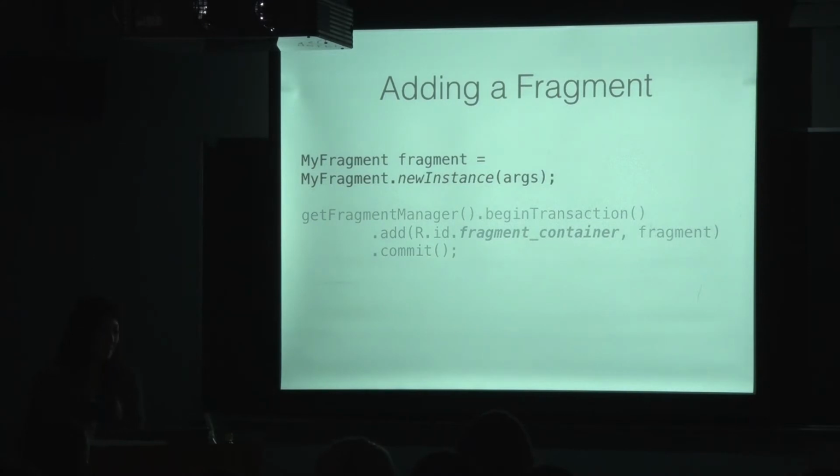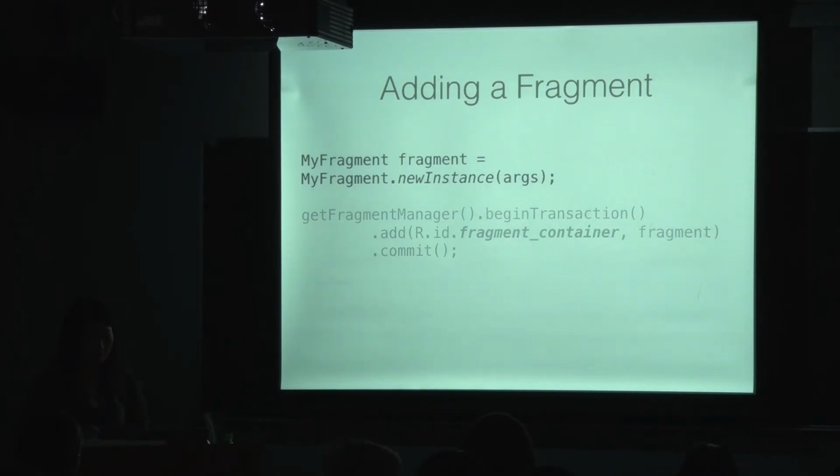So taking a closer look here, the steps to dynamically add a fragment include creating a new instance of your fragment subclass, as you can see in the bold here. And then we're using new instance, which is just a convention. You could actually call it whatever you want.